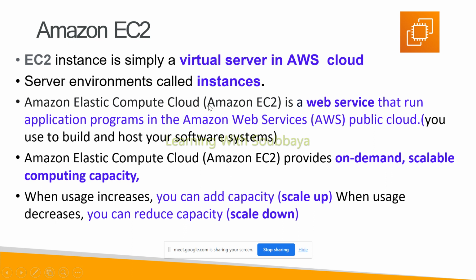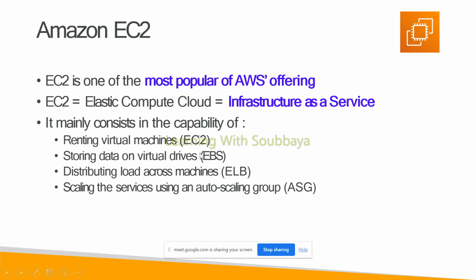And also it's a scalable capacity. The meaning of scalable is that it can scale up as well as scale down. If you are getting more traffic, we can scale up. We can increase the capacity of the server here. That is called scale up. When the traffic is low, when the traffic is reduced, automatically you can reduce the capacity of the server. That is scale down. Scale up and scale down here.